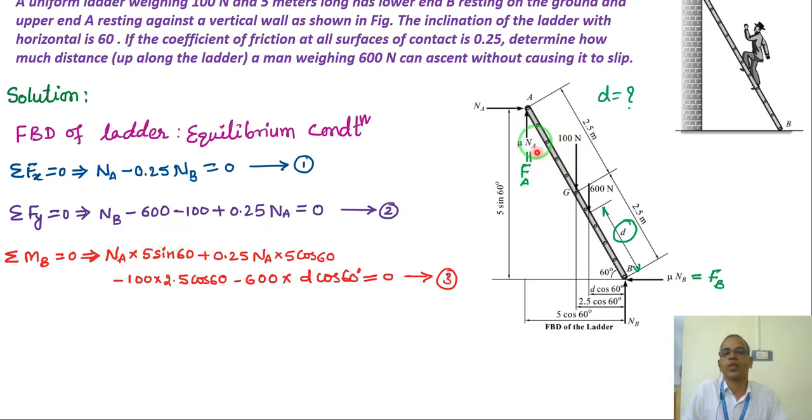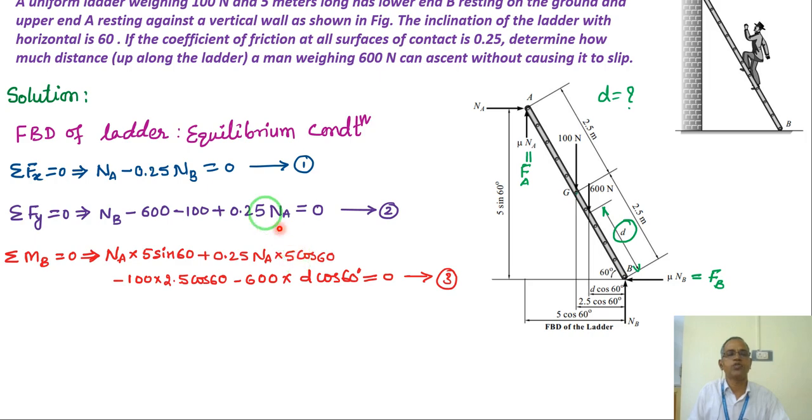Then mu NA, that is 0.25 NA, this vertical force having horizontal distance. What is this horizontal distance here up to the point B? Which is 5 cos 60. Then what else? Which is 100 into this distance, which is what? 2.5 cos 60, which is anti-clockwise. Again 600 into d cos 60 equal to 0.